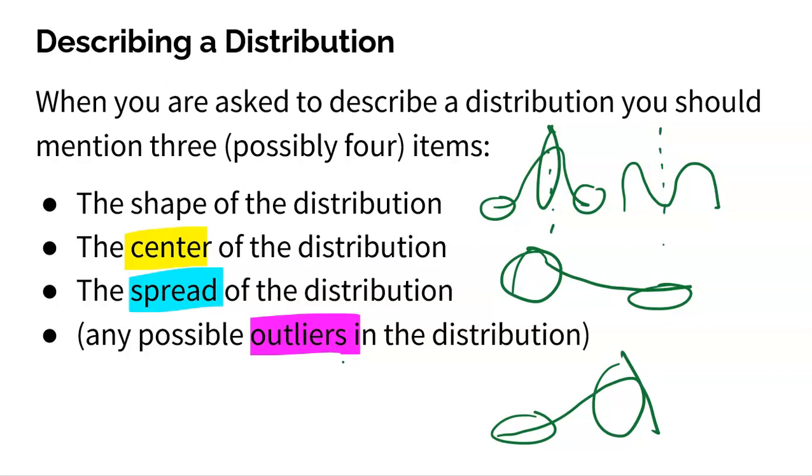So when you look at a distribution, you want to make sure you talk about those three and outliers. You're not always going to have an outlier, so if there's no outlier, no need to mention it. Or maybe you could just mention that there are no outliers. But you got to talk about shape, center, and spread for sure when you're analyzing your data.